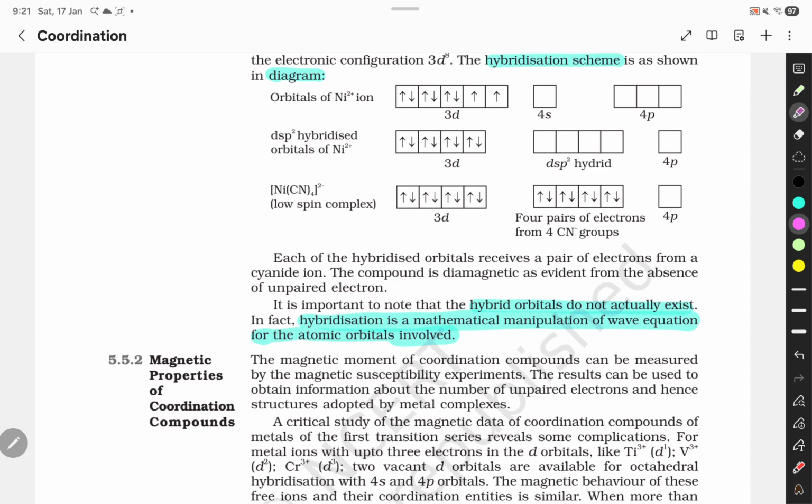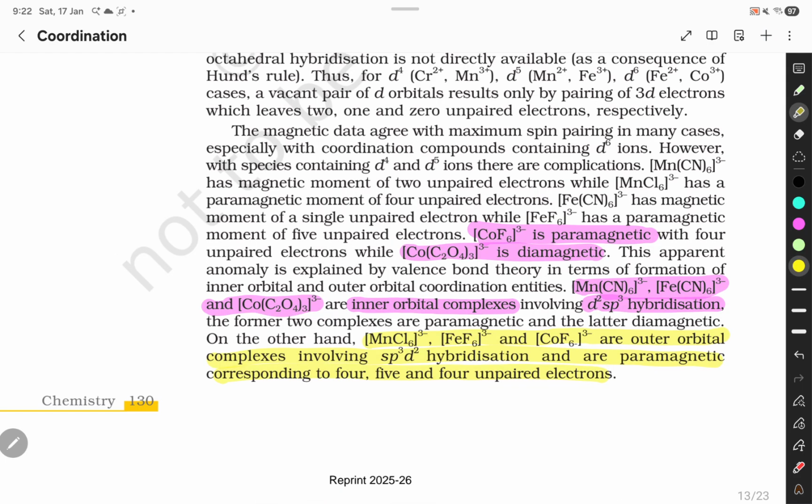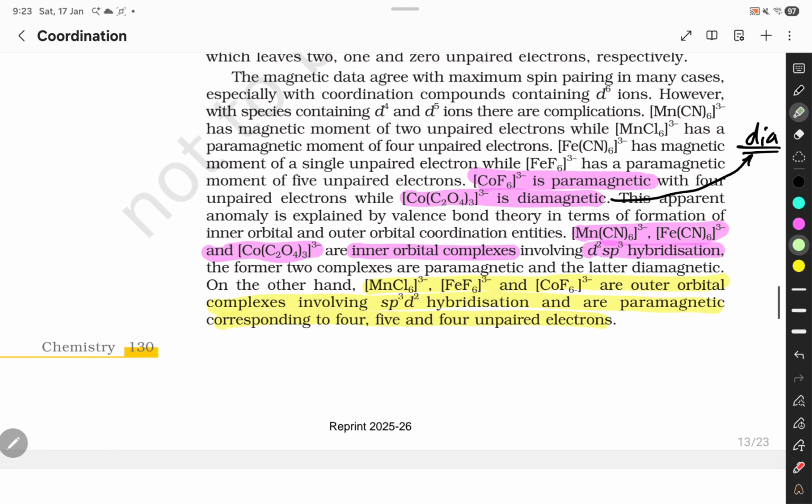And one thing that I found interesting is that hybrid orbitals don't actually exist. They're just mathematical manipulations of wave equations. That's all. One more thing that I had highlighted in the NCERT video that I had published, [Co(C2O4)3]3- is diamagnetic, even though C2O4 is an absolutely bad ligand according to the order. But we gotta mug it up.